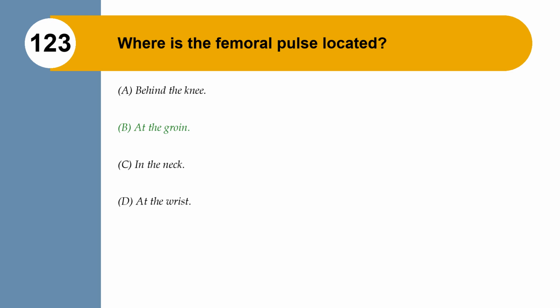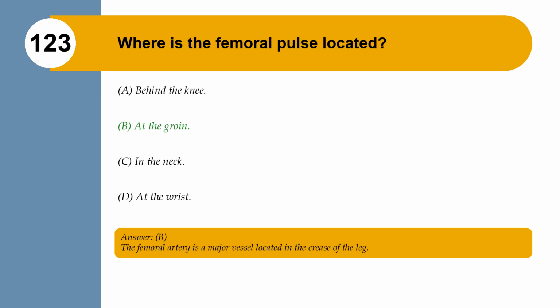The correct answer is option B, at the groin. Explanation. The femoral artery is a major vessel located in the crease of the leg.